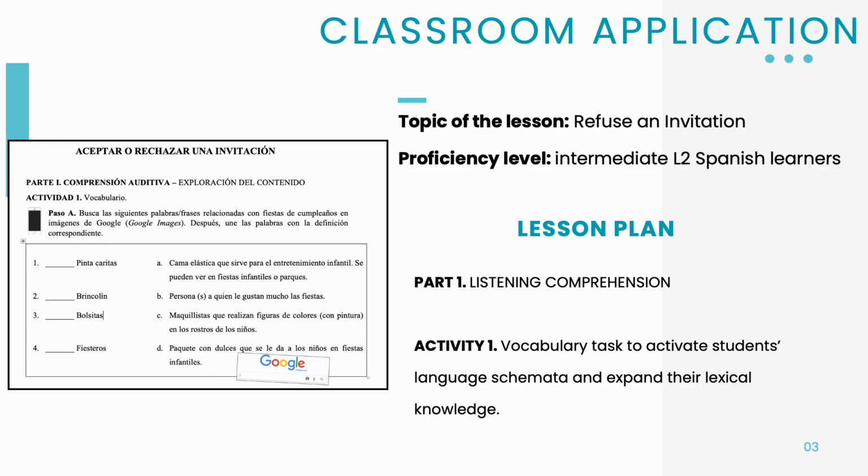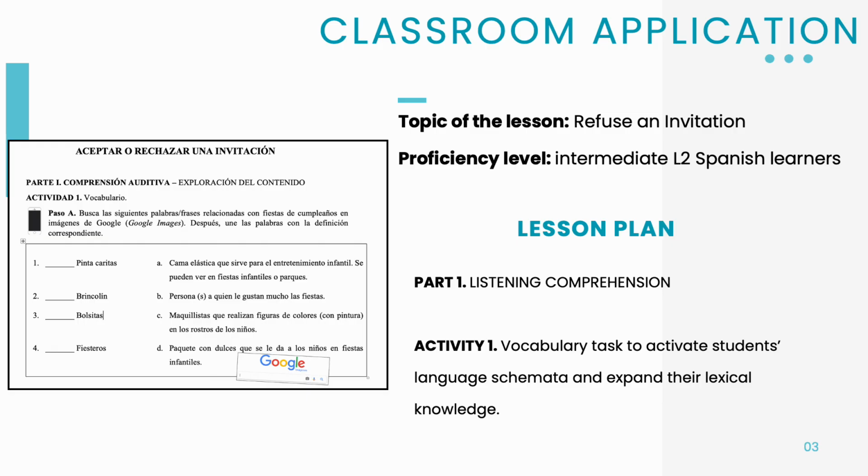All right, so let me show you this lesson plan that I have used before, but I modified in order to incorporate new aspects that I learned this week. And the topic of the lesson is refusing an invitation. The proficiency level of students: this is intended for intermediate L2 Spanish learners, college students, and this is the lesson plan.